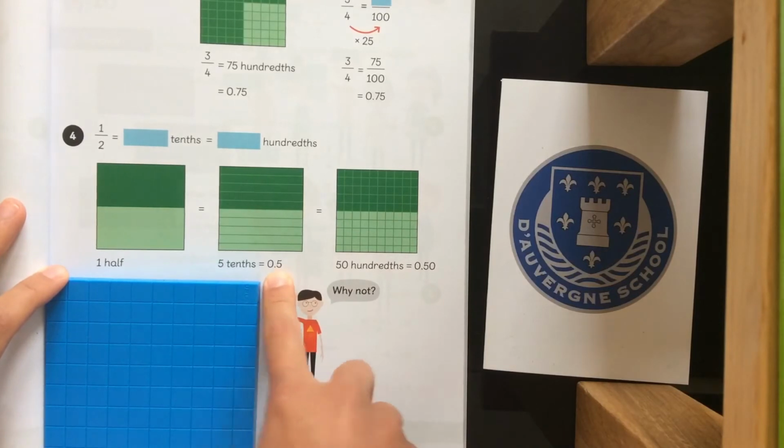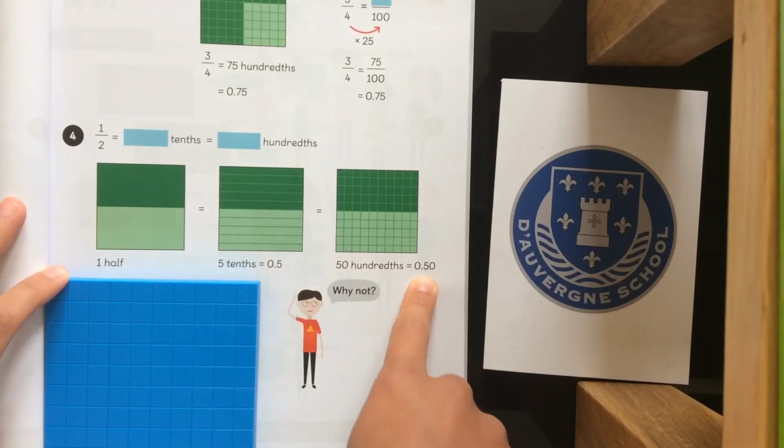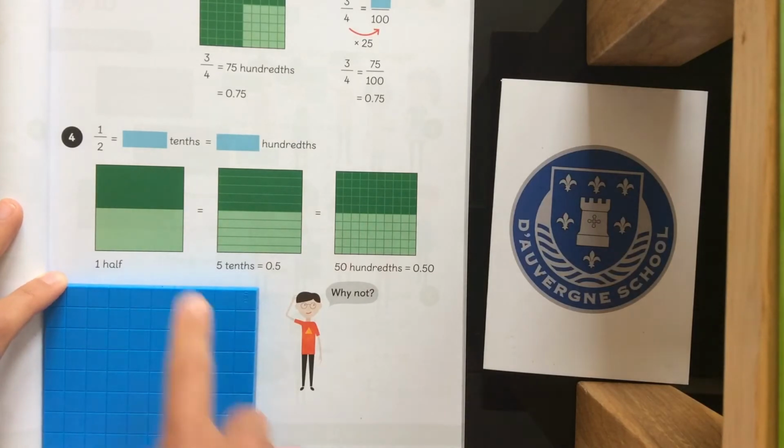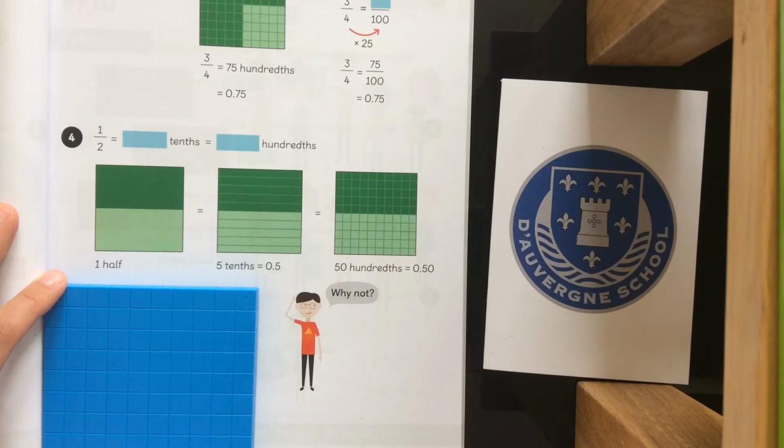So we've got 5 tenths or 50 hundredths. They're both the same as 1/2, as you can see by the colouring in. They're just split into different size parts.